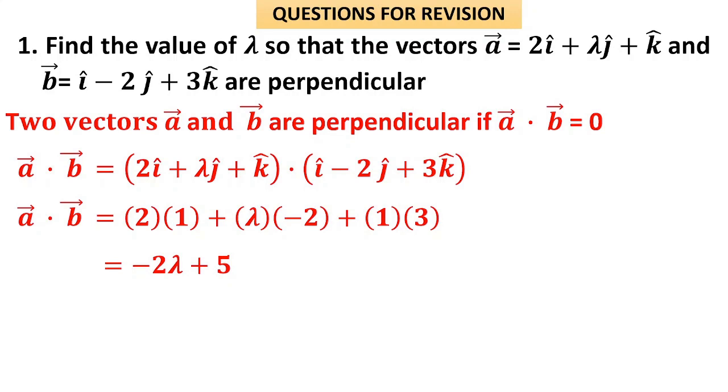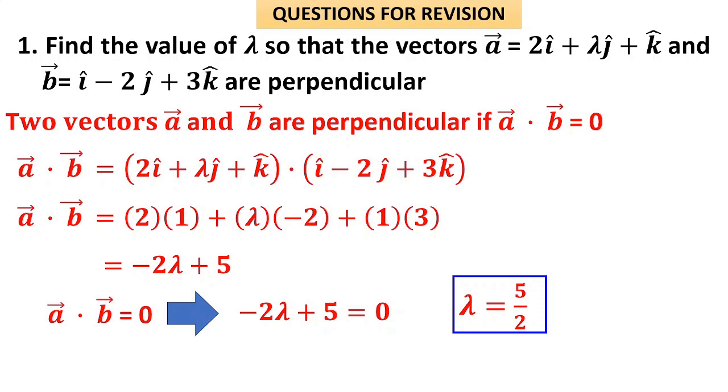It is given in the question that A and B are perpendicular. Then A dot B is 0. Therefore minus 2 lambda plus 5 is equal to 0. Therefore lambda is equal to 5 by 2. Now whenever you see the words 'the vectors are perpendicular', use the idea that A dot B is equal to 0.